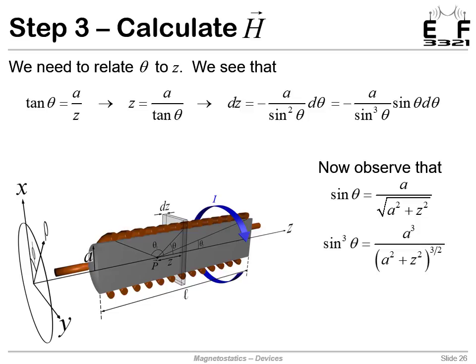We can then cube that expression, and we get A cubed over A squared plus Z squared, all to the 3/2 power. And this is a term that appears in that integral that we wrote that we said was going to be confusing to handle. This will allow us to cancel that. Let's see how that works.